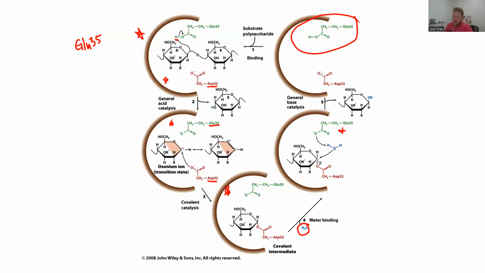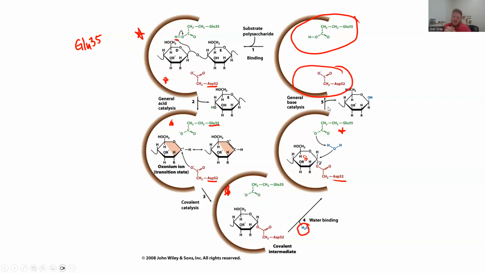Then what we're also going to be able to do is the hydroxide is going to break the covalent linkage between aspartate 52 and our substrate, which will enable our substrate to leave. And we've gotten back to where our enzymes were at the beginning. Glutamic acid 35, aspartate 52. So we're in good shape there.